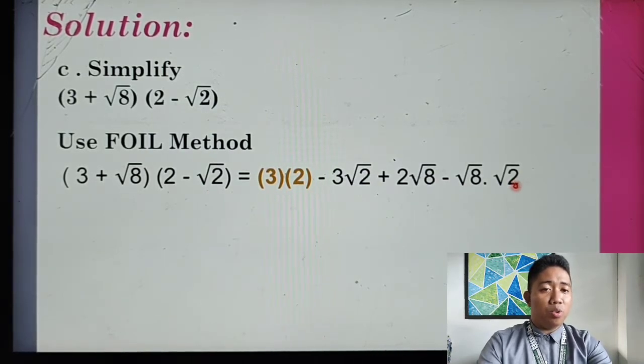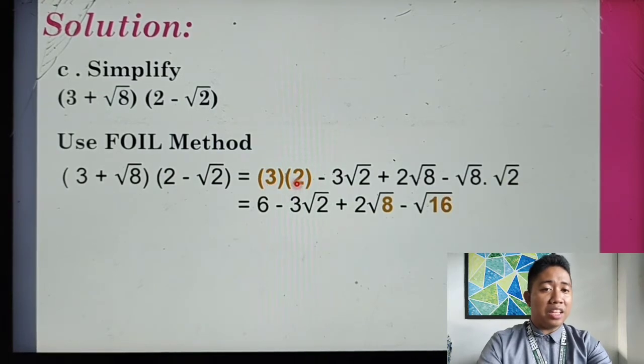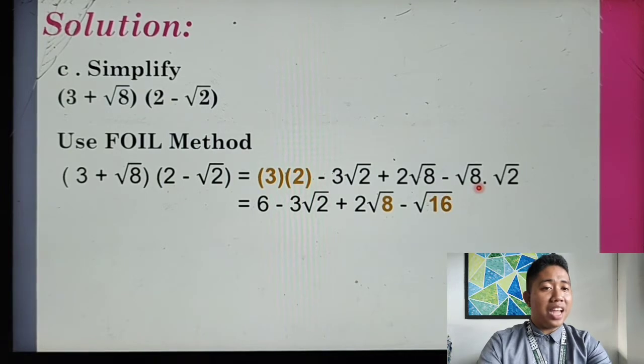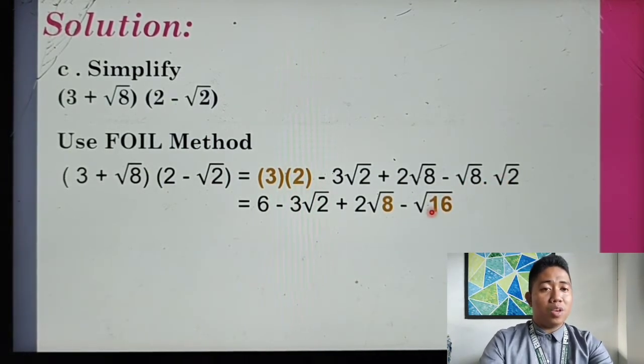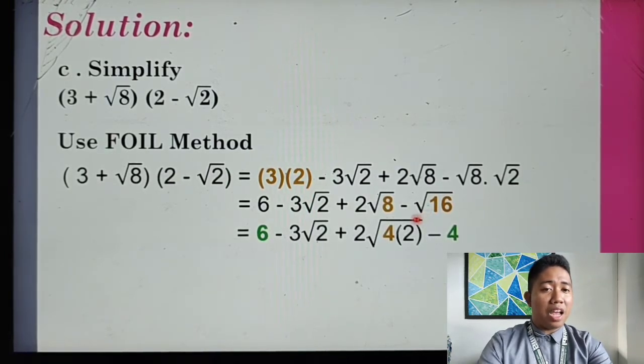And then you will be going to simplify. So we all know that 3 times 2 equals 6. And then copy the remaining terms. And simplify the last term, which is square root of 8 times square root of 2. So we get square root of 16. Okay, then you will be going to simplify as much as possible.